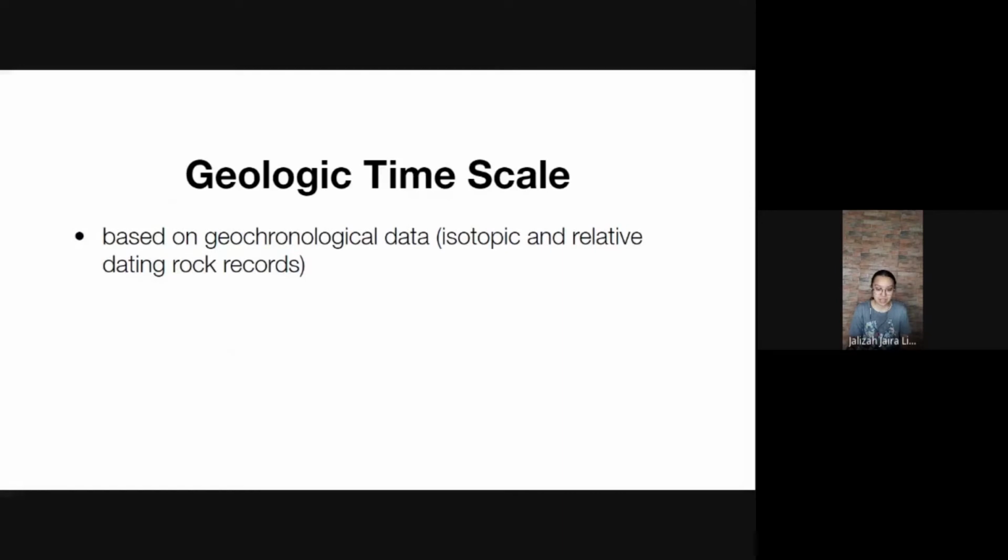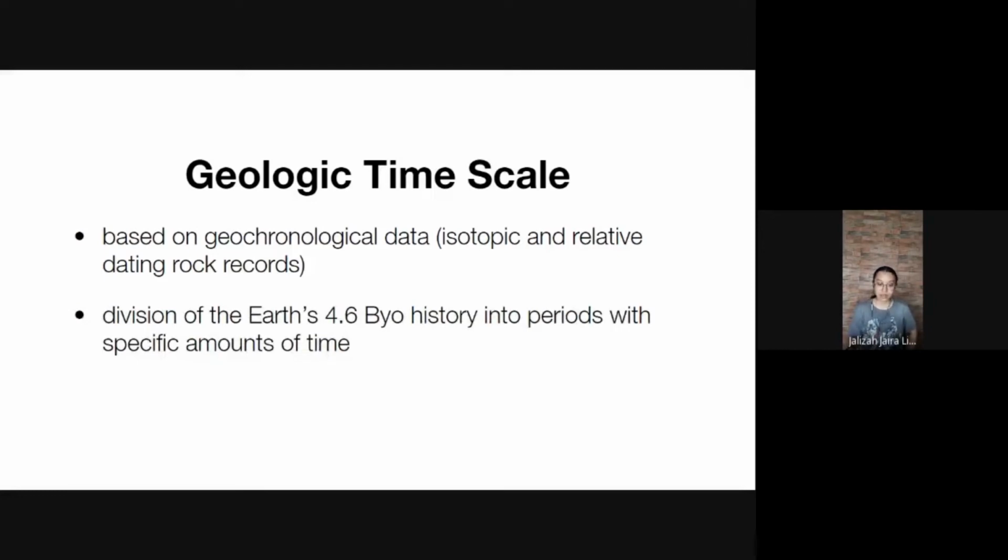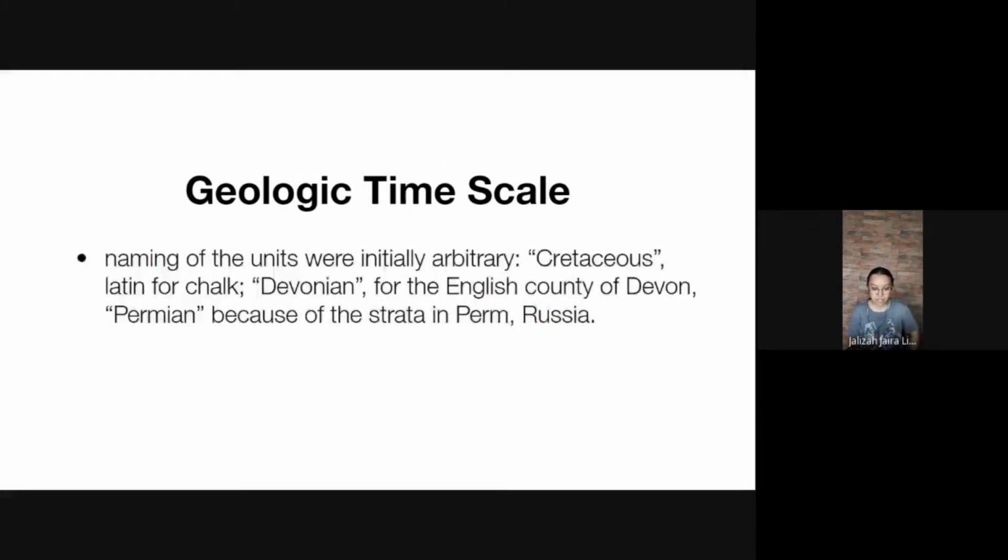Now, this time scale was brought forth based on geochronological data. Geo meaning Earth, chronos meaning time. So in this case, we came up with data based on what rocks would tell us. Rocks can tell you about volcanic eruptions, earthquakes, and whatnot. There's a lot to history as to what the rocks will tell us. And of course, there have been isotopic and relative dating rock records as well. The Earth's 4.6 billion year old history can be divided into periods with specific periods of time. So with that, let's talk a little bit more about your time scale.